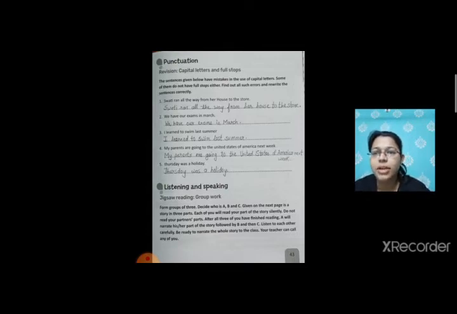Over here, United States of America is the name of a country, which is a proper noun, and so we have to write it in capital letters, and they have not put the full stop too. So when you rectify it and write it again, you have to write: My parents are going to the United States of America next week, where U, S and A have to be capital, and you have to put the full stop.